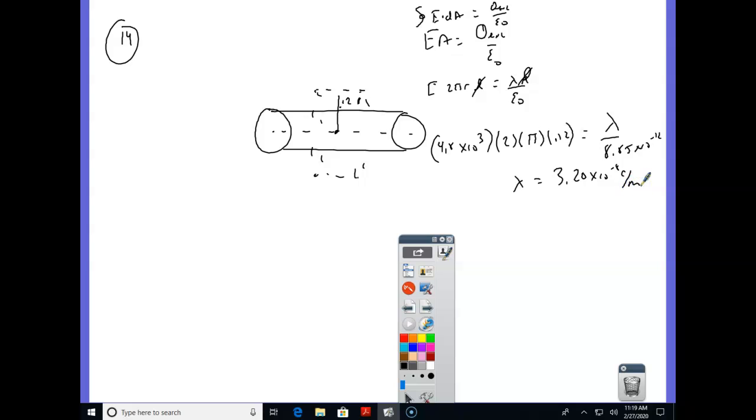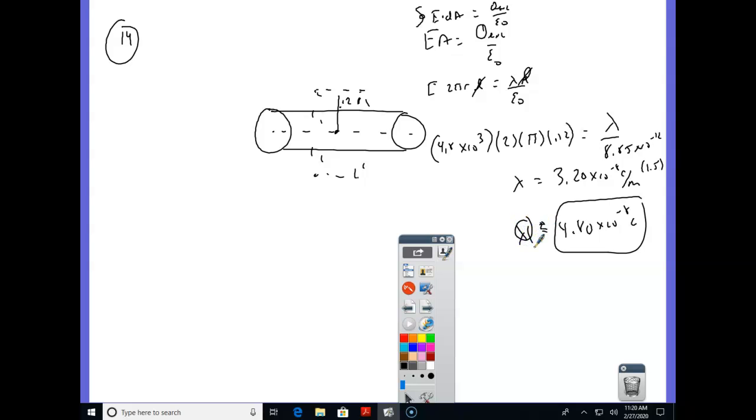Agreed? Okay. Now, if that's my coulombs per meter, how do I figure out what my total charge is on the surface? Multiply by the length of the tube, right? It's a cylindrical shell, and it's 150 centimeters long, so I'm going to multiply by 1.5. That gives me 4.80 times 10 to the negative 8 coulombs. Not lambda anymore. Now it's Q enclosed.